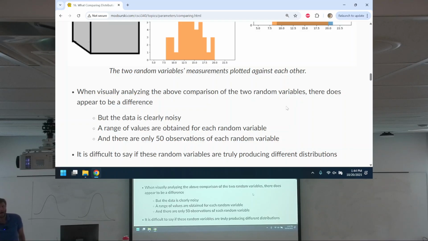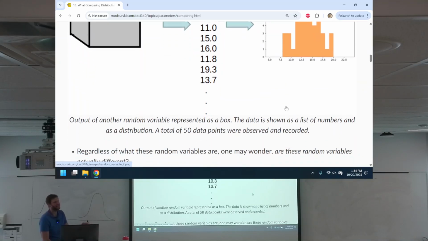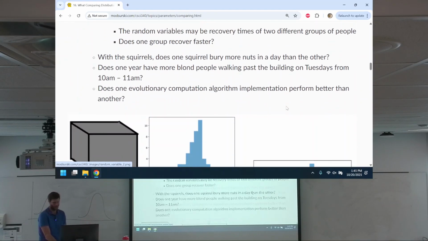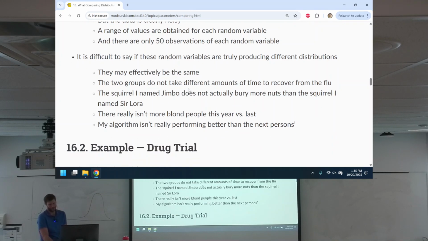One, I only observed these random variables 50 times each. Maybe that really wasn't sufficient to capture what the distribution really looks like, because we like to think of these distributions as n approaches infinity, let's say. The data's noisy. There's always noise whenever you're observing anything real. Now, the range of values obtained from each random variable, it's really hard to say.